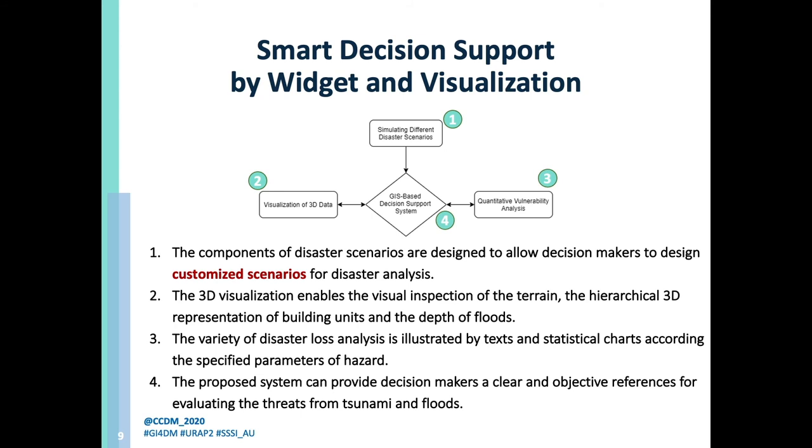And we have four components in smart decision support. The first component is to allow decision makers to design customized scenarios for disaster analysis. The second component is about the visualization of 3D data. The third component is the variety of disaster loss analysis and visualization. And the final component is to provide decision makers a clear and objective reference for evaluating the threats from tsunami and flood disasters.